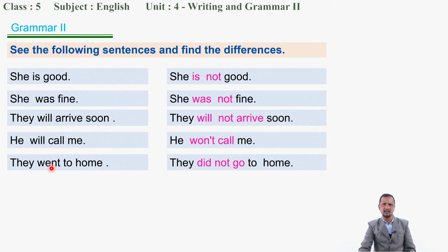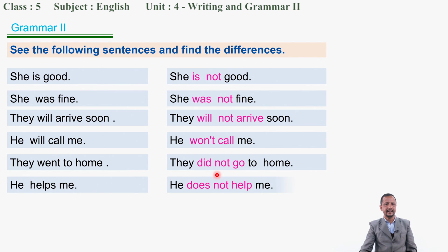There is "went", past. If there is past, here it's "did". How does it come? Do you have any idea? No? Later we'll discuss. Wait. And now, he helps me. He does not help me. Helps me, does not. Help me. Okay, so after reading these sentences, dear student, what did you find out?